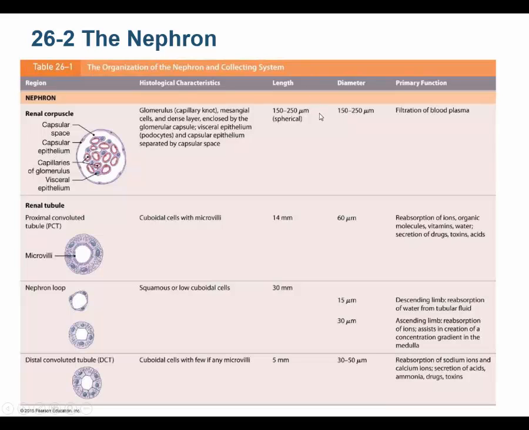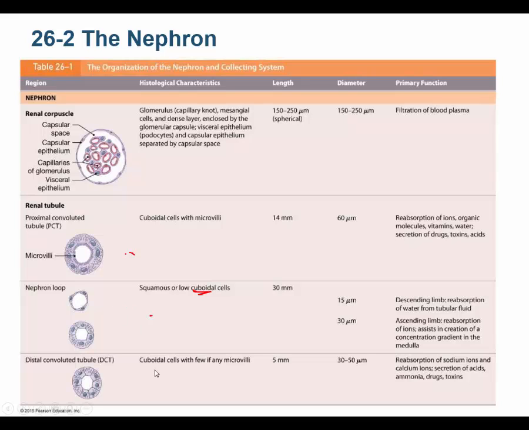All right, this is just a table of the histology of these things. The renal corpuscle, you can read this, you can see this. We already talked about these being simple cuboidal with microvilli. We already talked about the thin segment of the loop of Henle being simple squamous and the thick segment being simple cuboidal. We already talked about that.